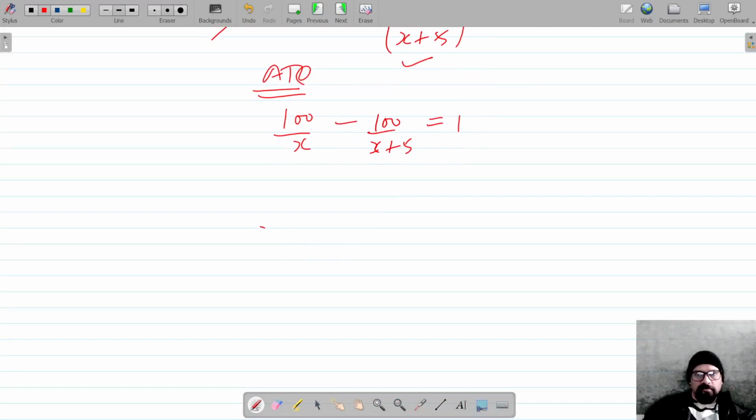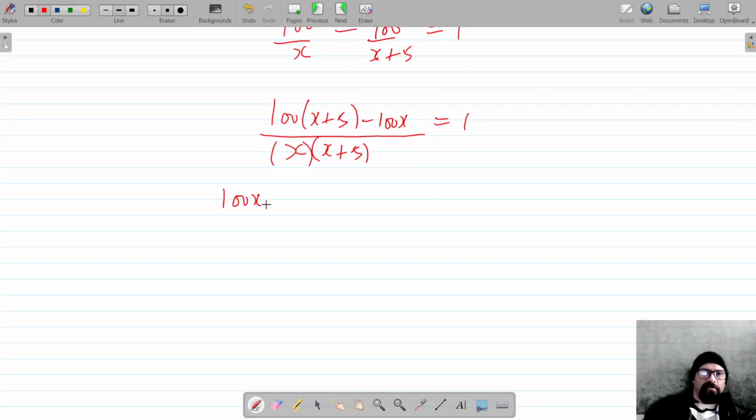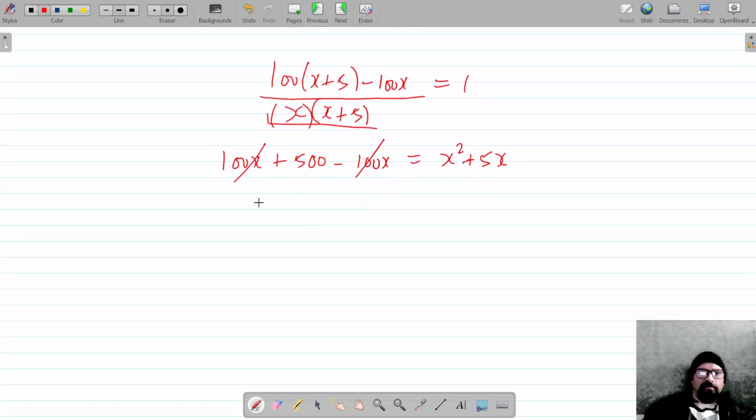Okay, so this is now going to a quadratic equation, and the LCM is x into x plus 5. And now it's 100 into x plus 5 minus 100x is equal to 1, which gives me 100x plus 500 minus 100x. And let's cross multiply, so x squared plus 5x. And this gets cancelled, and our equation is x squared plus 5x minus 500 is equal to 0.